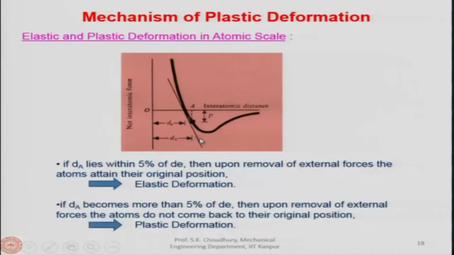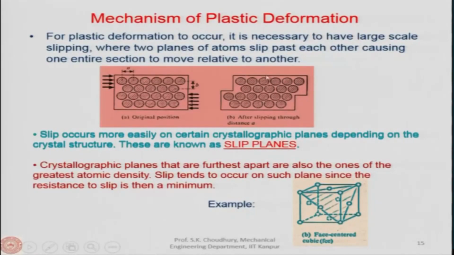Because there is no permanent deformation. Now, if of course this becomes more than 5% of the dE, then upon removal of external forces, the atoms do not come back to their original position. So, in that case it will be staying here, and the two layers of atoms have moved, that is it. Now, you remove the force and still it will be there, the position will be retained. Okay. That is like in this case as it is shown here.